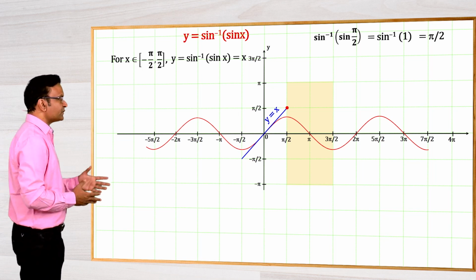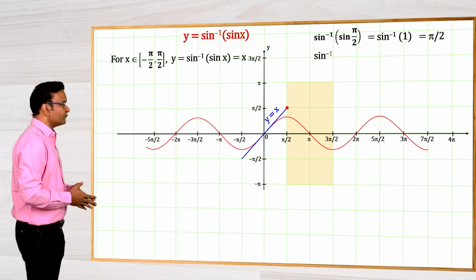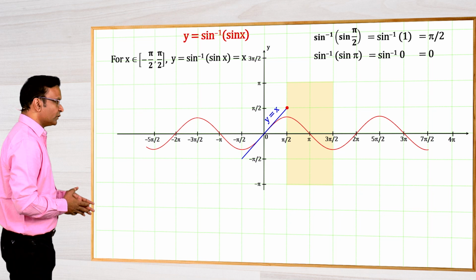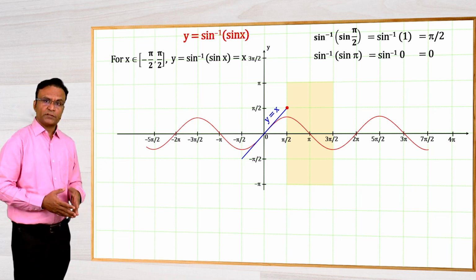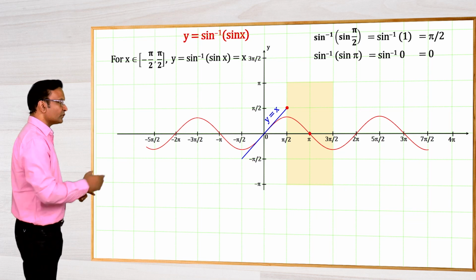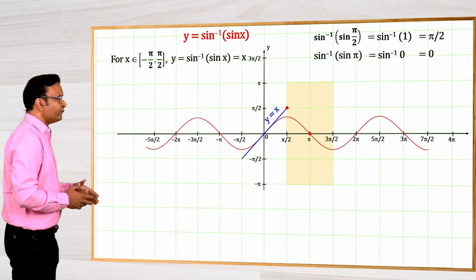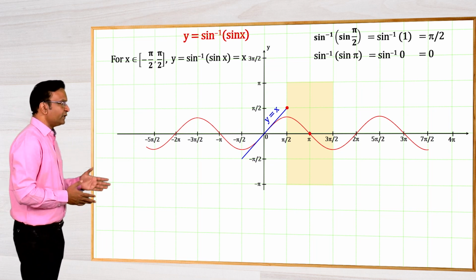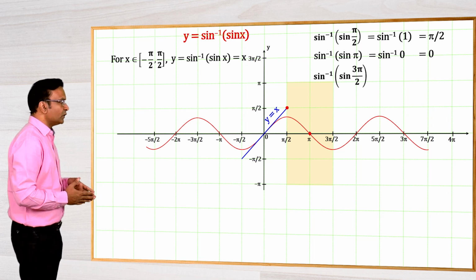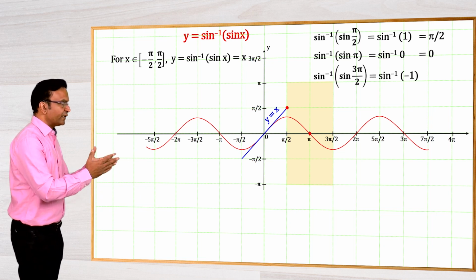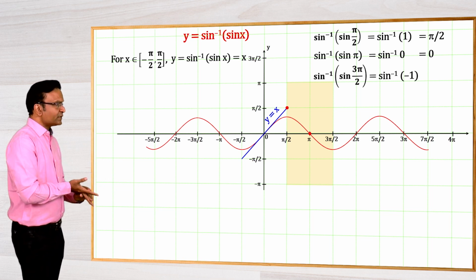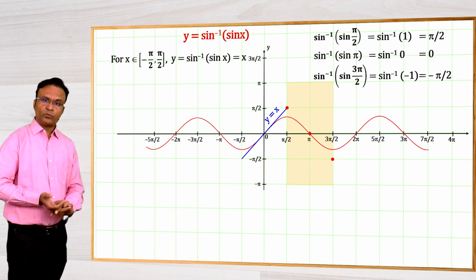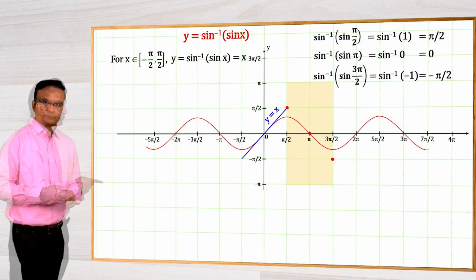Then we consider x is equal to pi. So we have sine inverse of sine pi is equal to sine inverse 0, which is equal to 0. So at pi the value of this function is 0. We have a point pi comma 0 on the x-axis. And then we have x is equal to 3 pi by 2, for which we have sine inverse of sine 3 pi by 2 is equal to sine inverse minus 1. And this is equal to minus pi by 2. So we have a point 3 pi by 2 comma minus pi by 2 on the graph.